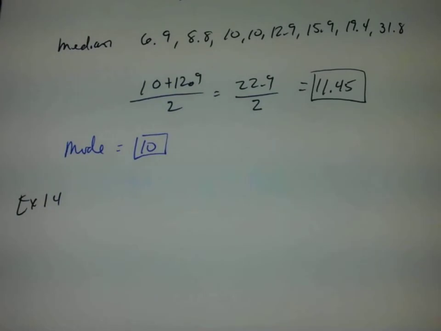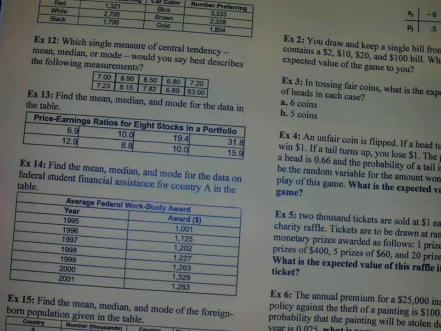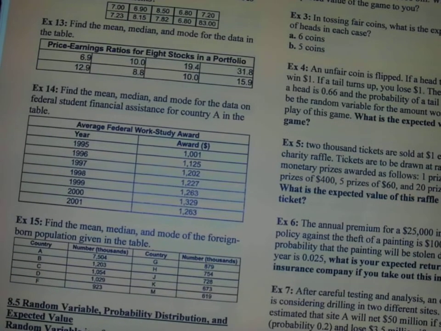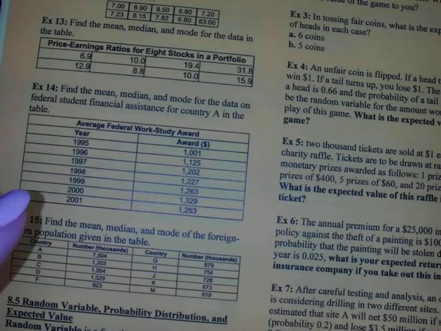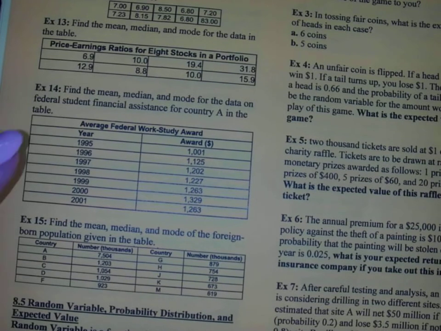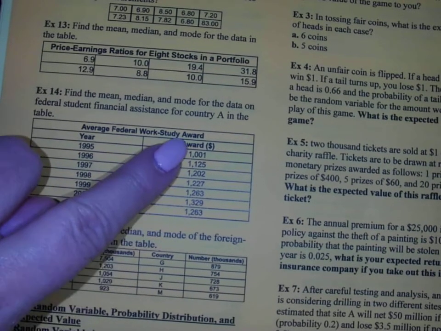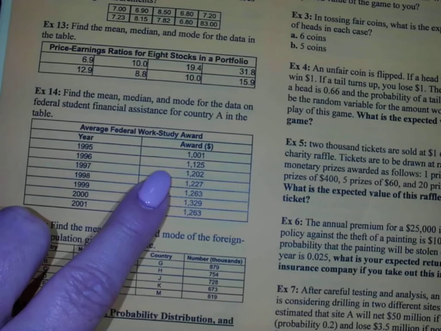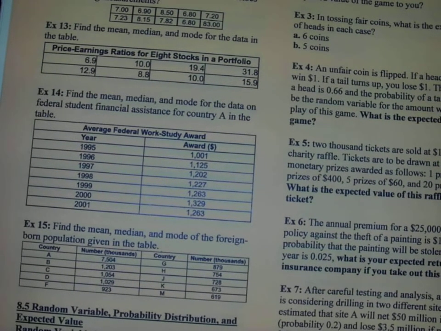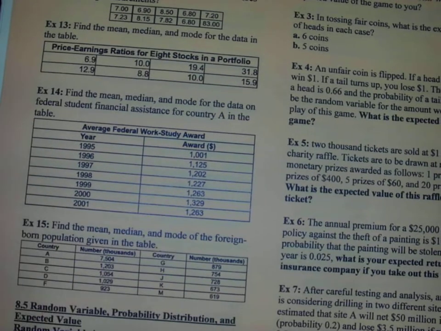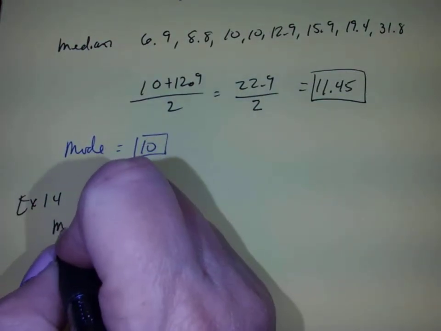So on example 14, we are looking to find the mean, median, and mode for the data in the table. We are looking at this one with the federal student financial assistance for country A in this table. Now, the years we're not looking at. It's looking at the average financial assistance. So we're going to put those together for our mean. Don't really have any super high numbers, so let's see how we get. They're all big because they're in the thousands.